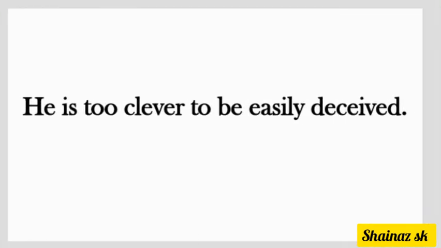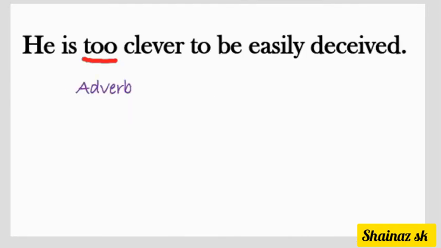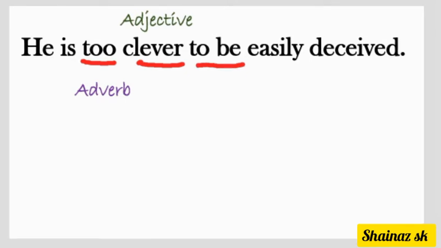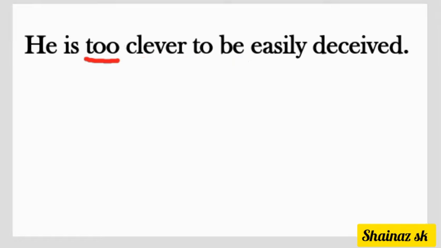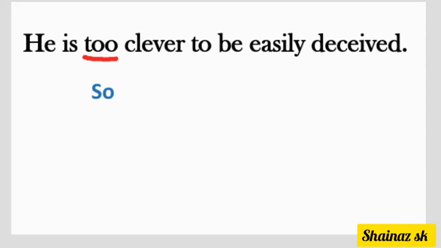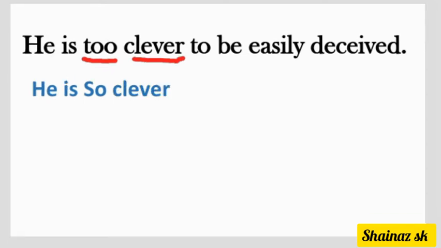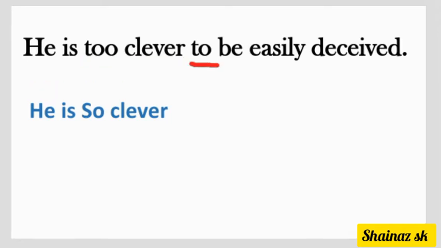He is too clever to be easily deceived. In this sentence we have the adverb "too", which is followed by an adjective, "clever", and then by a verb in the infinitive mood. Let us transform this sentence by replacing "too" with "so". So we will write here, "He is", and in place of "too" we will write "so". After "so" we will add the adjective. Here the adjective is "clever", so the sentence is "He is so clever". Our first clause is completed.